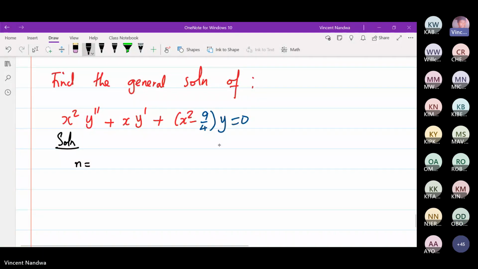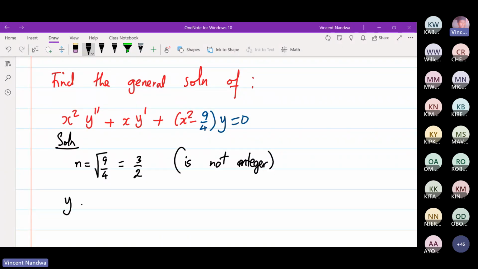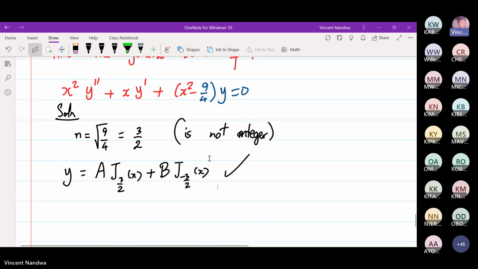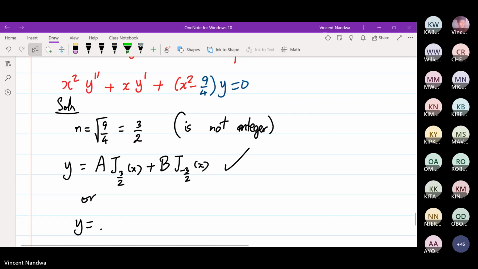3 over 2. This is the square root of 9 over 4, so this is 3 over 2. So this is not an integer. So y will be given by a J 3 over 2 of x plus b J negative 3 over 2 of x. So this is how we write a solution. Or you can as well write y equals a J 3 over 2 of x plus b Y 3 over 2 of x. This is still okay.